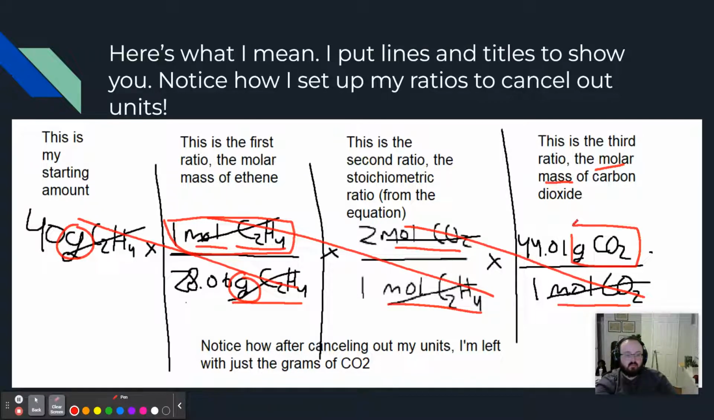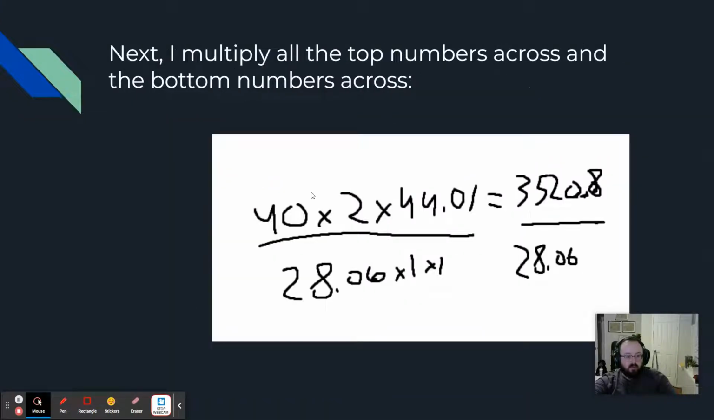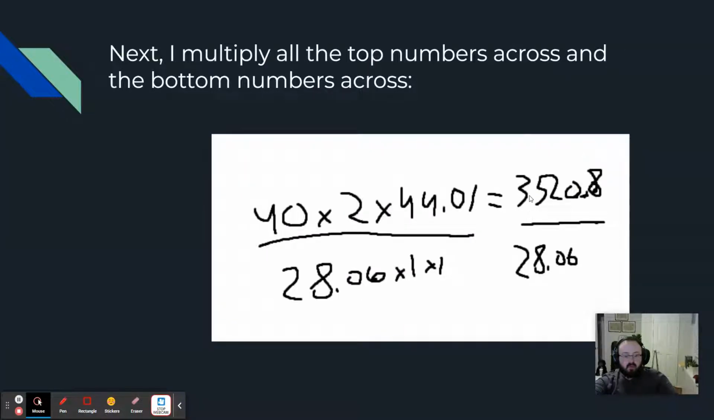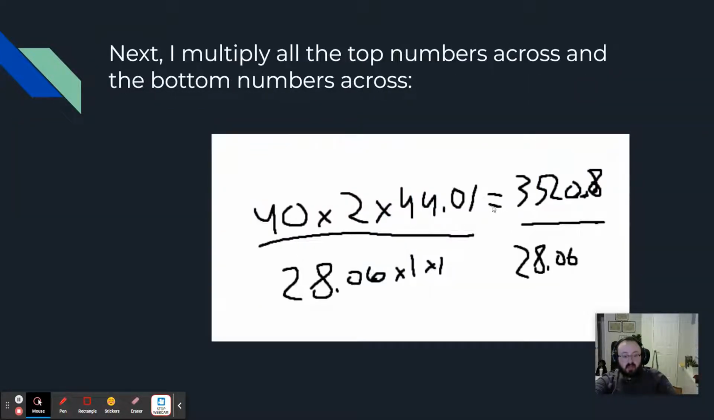So now we've set this up. We've set up our dimensional analysis. To actually solve this thing, you take all these numbers: 40, 1, 2, 44.01. You multiply them together. 40, well, I skipped the 1, 2, 44.01. You get this number, 3520.8. On the bottom, you get 28.06 times 1 times 1. So you end up with 3,520.8 divided by 28.06.